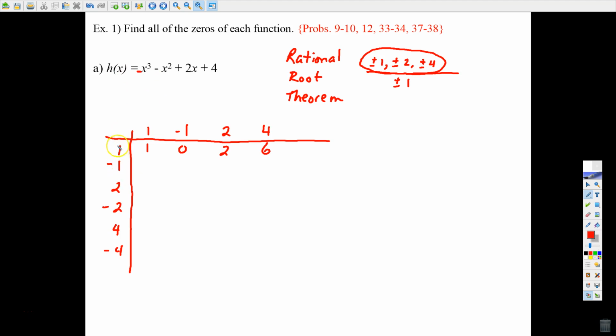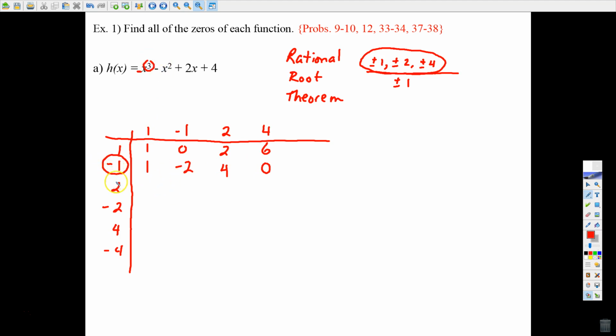Well, 1 isn't one of my 3 zeros, so I'm going to keep looking. I'm going to test negative 1. So again, I'm going to bring down 1, multiply, negative 1 plus negative 1 is negative 2. Multiply negative 2 times negative 1, that's 2, plus 2 is 4. Multiply again, negative 4 plus 4 is 0. So I have found one of the 3 zeros of this function.